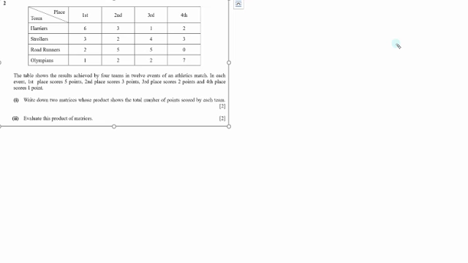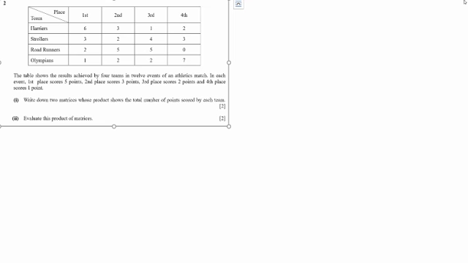Okay, now to answer the question, you have to write out the two metrics, to find the two metrics. Then only you can evaluate the products of these two metrics.